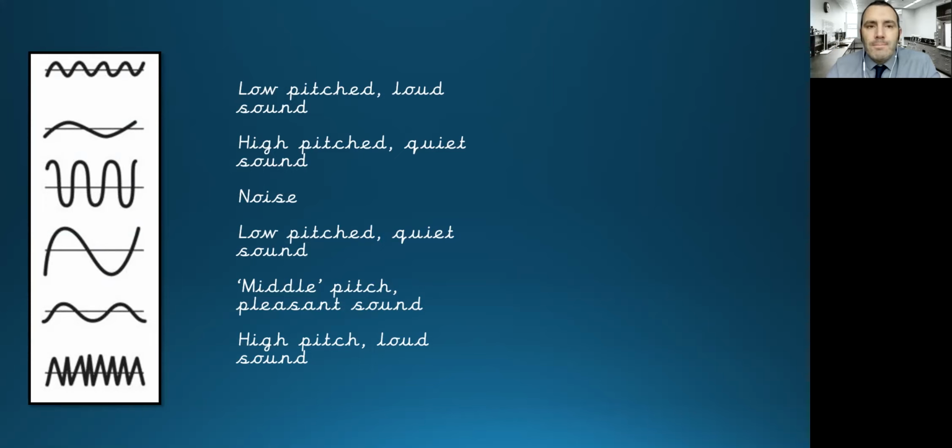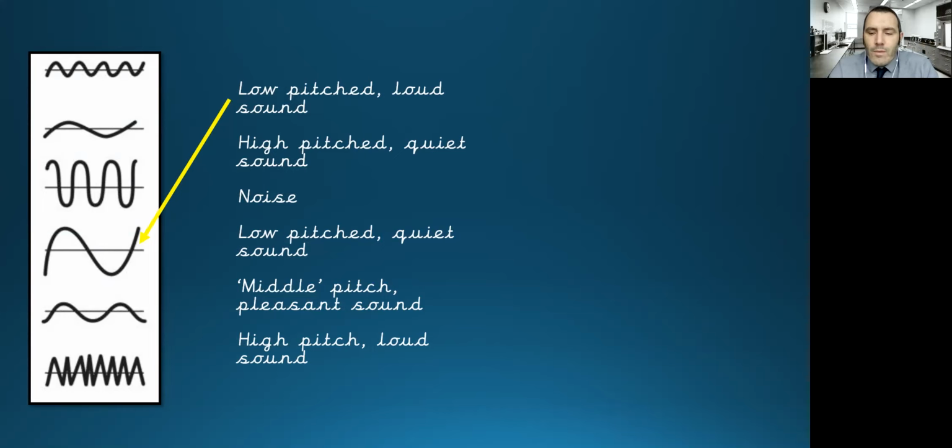How did we get on? Let's have a run through the answers. We'll have a good look at the shape of the waves we've got as well. So our first wave, the low pitched loud sound, is our middle one here. We know it's a loud sound because the sound waves are big and tall. And we know it's a low pitched sound because the period of that wave is much bigger than any of the others.